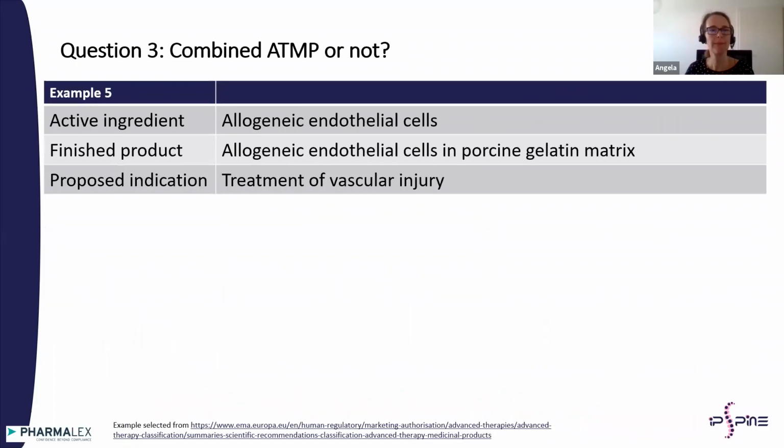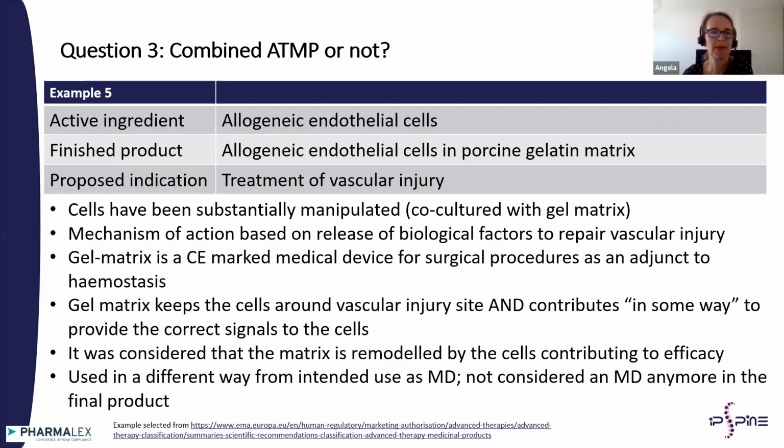Now, example number 2, or example number 5 here, we've got a different product containing endothelial cells in a porcine gelatin matrix, and the proposed indication is vascular injury. Now let's see what additional information is provided by the agency. I mean, the first point is, as always, we've got substantially manipulated cells. They've been co-cultured with the gel matrix. So we have an ATMP.